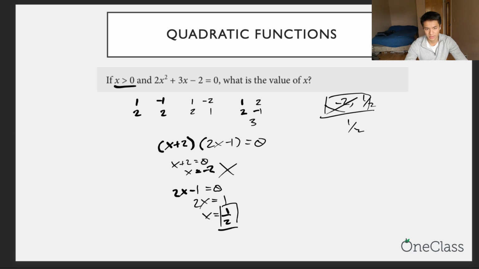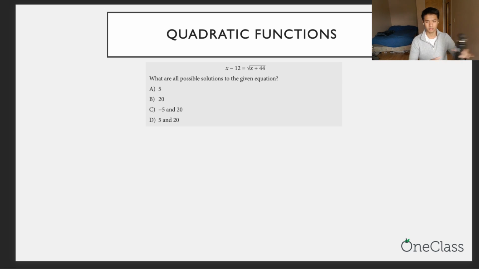Okay, so taking a look at the next question. Here we have another equation that's given to us. It's not given to us in our conventional quadratic form, ax squared plus bx plus c. But we'll see very soon why this is a quadratic question. So we have x minus 12 is equal to the square root of x plus 44. What are all possible solutions to the given equation?